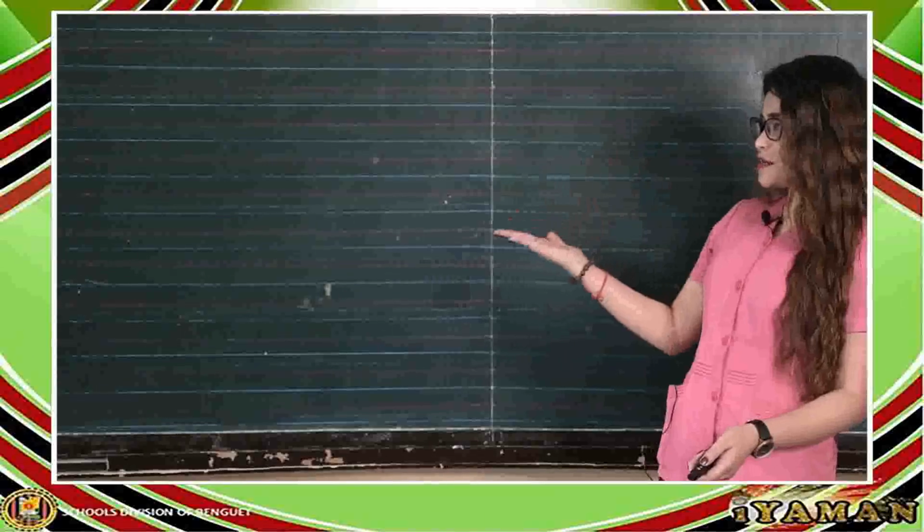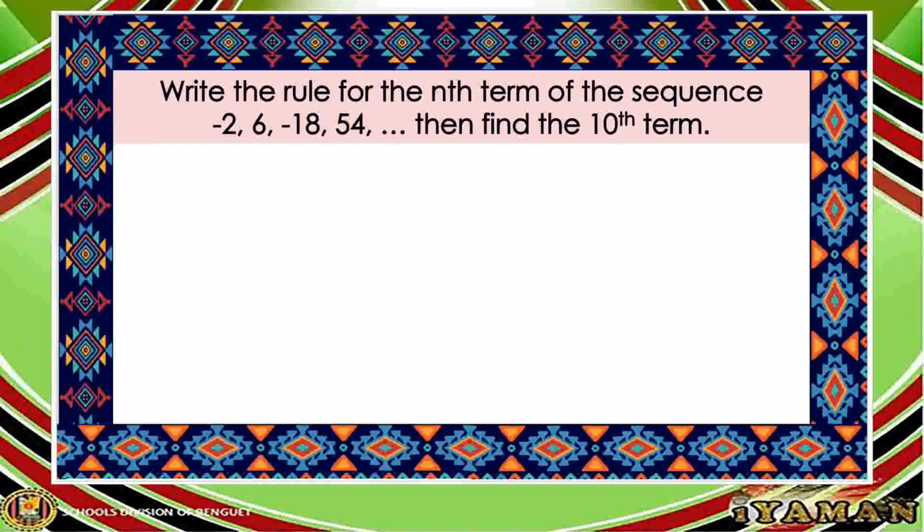Now, let's do this. Write the rule for the nth term of the sequence, -2, 6, -18, 54. Then, find the 10th term. The first thing that we do is to identify the given. Do we know the first term? Yes, the first term is -2. Do we know the common ratio? Yes, the common ratio is -3.